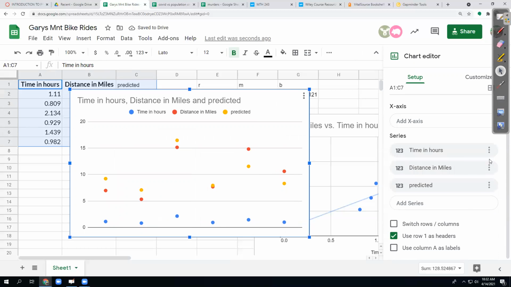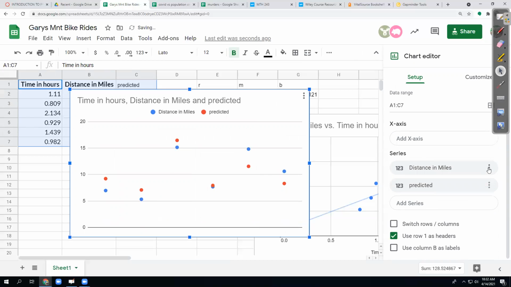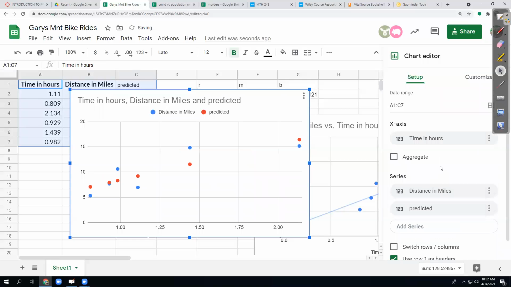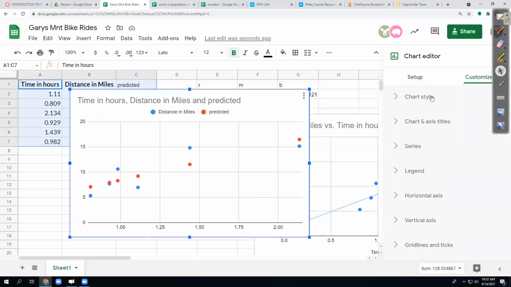And the series should be, let's see, I want the distance and predicted, and then here. So you can see that these points line up, and they're going to be on the trend line for the blue points. The red points are the trend line for the blue ones.